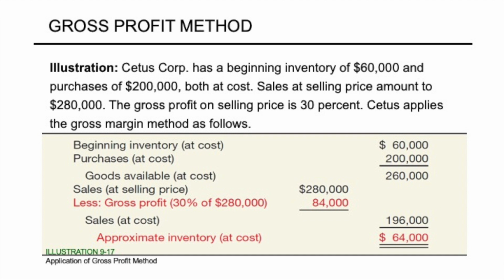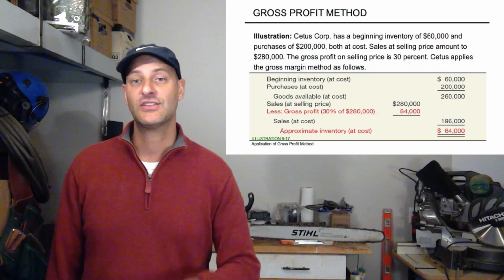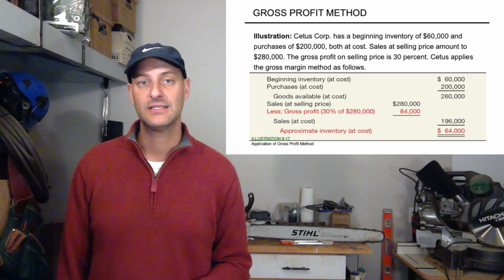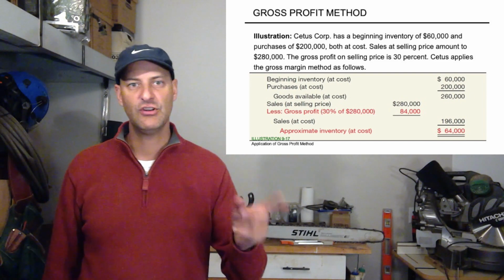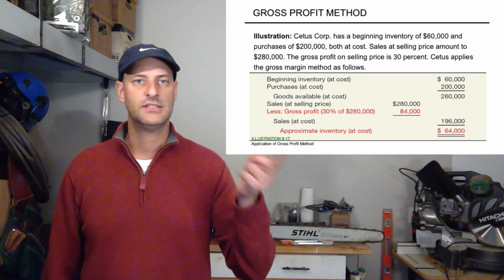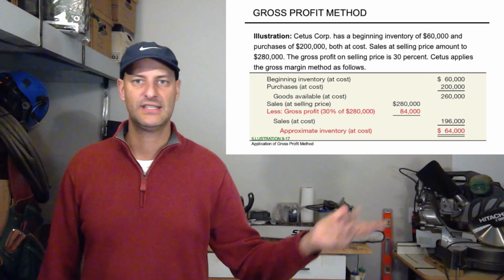So let's take an example. We have Cletus Corp. At the beginning, it has a beginning inventory of $60,000 and purchases of $200,000, so goods available for sale of $260,000. The gross profit on the selling price is 30%. Okay, that's the gross profit, which means that the cost is, let's see, if the gross profit's 30%, cost is 70%.